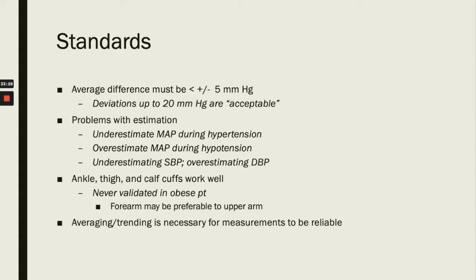For each machine, the average difference must be less than plus or minus 5 millimeters of mercury, and even with a standard deviation of up to less than 8 millimeters of mercury. However, deviations up to 20 millimeters of mercury are still considered acceptable, and they're still acceptable by good performance. So if you are seeing a deviation of up to 20 millimeters of mercury between your NIBP and your arterial line, that's okay.